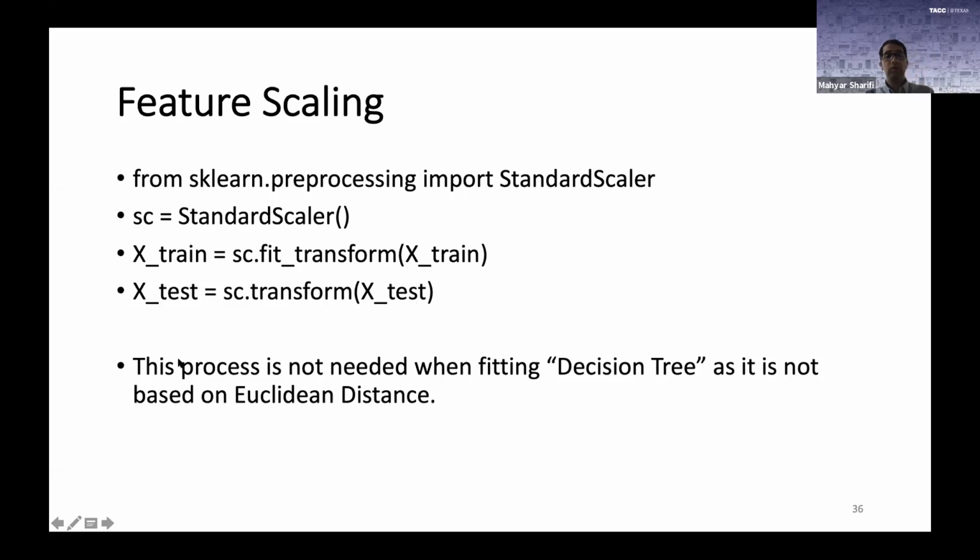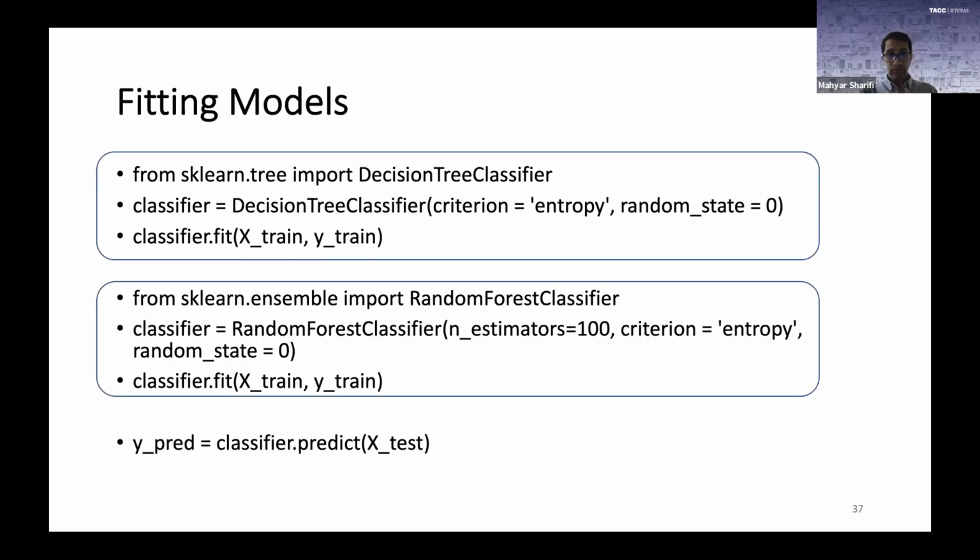This particular process is not needed in our example, because we are feeding decision tree and random forest, which are both not based on Euclidean distance. And then now we are ready to actually fit our models.